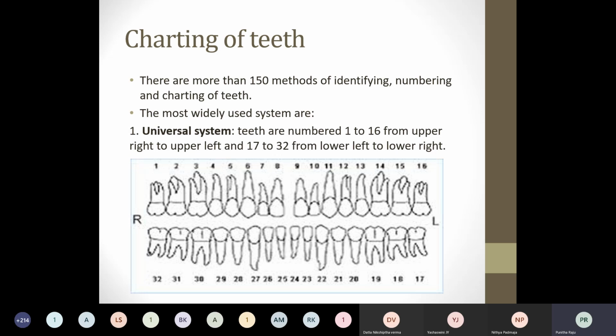This method we don't follow now. Normally dentists follow either the universal method or the FDI method, depending on the doctor. So there are different methods that are followed, and this is called the universal method. The teeth are numbered 1 to 16 from upper right to upper left, and 17 to 32 from lower left to lower right. This method we don't follow in the records. I'll tell you which method you are supposed to write in the record.